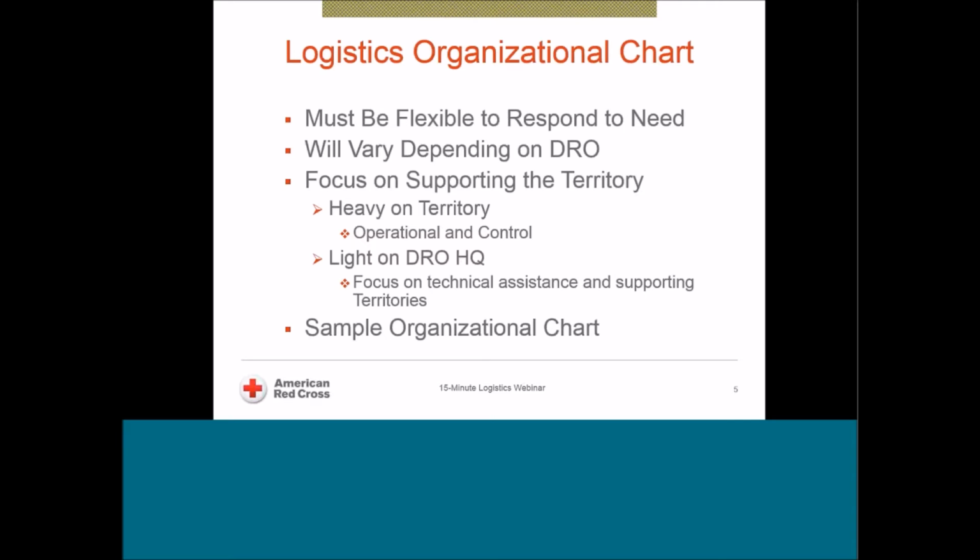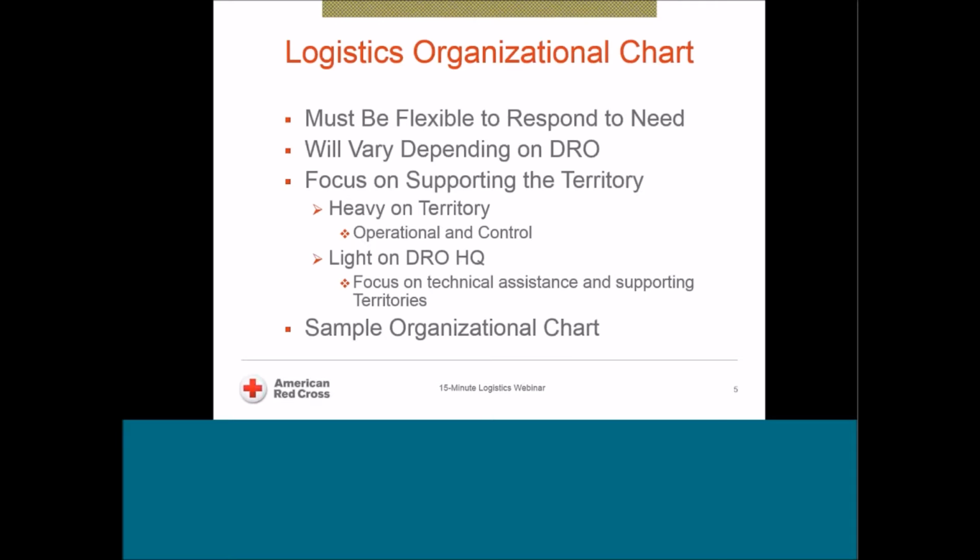So our organizational chart needs to be really heavy on the territory side and very light at the DRO headquarters site. The DRO headquarters role now is more focused on technical assistance and supporting the different territories. For example, one time I was on a DRO, and at one time I was at the DRO headquarters, and I was the only logistics person at the DRO headquarters, and all the other people had been deployed out to the different territories. So we want to keep the DRO headquarters a very small operation and focus more on being heavy on the territories. And so the DRO headquarters is designed to support the territories.